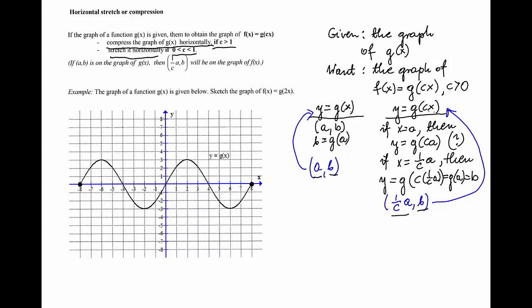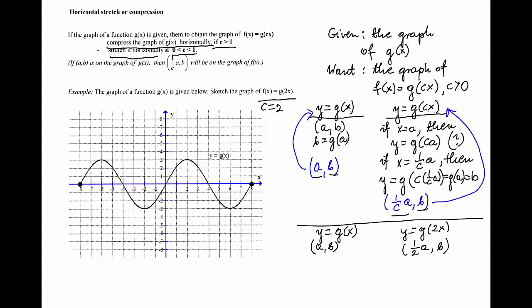So if I look at the graph in the example, the graph of function g of x that is given, and I want the graph of f of x equal g of 2x, this means that c here is equal to 2. If I'm looking for the points on the graph, then I can say if I have a graph of g of x and the point on that graph is a, b, then the point on the graph of the function g of 2x is going to be 1/2 of a, and b. The y-coordinate doesn't change, the x-coordinate is divided by 2.